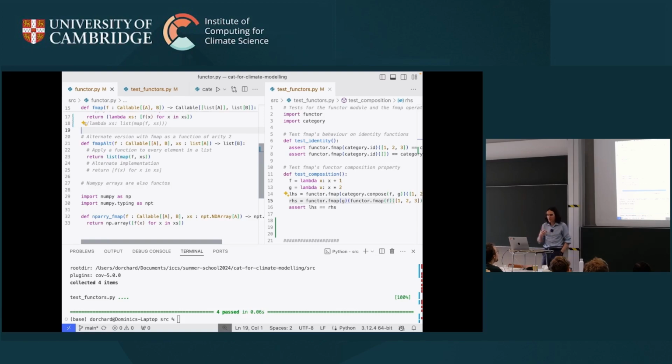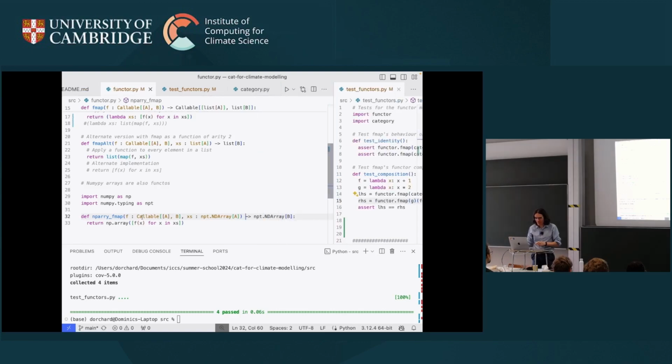But I also might not be working with lists. I might be working with NumPy arrays. And don't worry, NumPy arrays are also functors. In fact, all collection data types, trees, lists of trees, NumPy arrays with other complex things inside of them, they're all functorial.